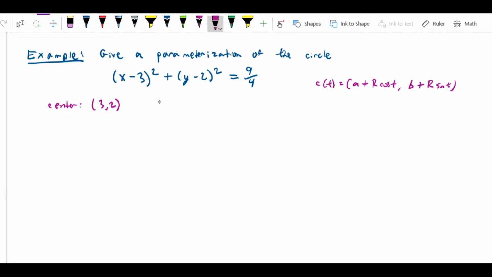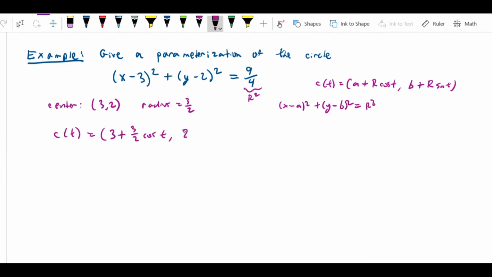We teach this point also. We know that the equation of a circle is (x minus a) squared plus (y minus b) squared equals r squared for a circle of radius r and center a, b. So we can see that this is equal to r squared. If 9 fourths is r squared, then the radius must be the square root of that, or 3 halves. That's fairly convenient. We have a center of 3, 2 and a radius of 3 over 2. So that gives us the parameterization 3 plus 3 halves cosine t, comma 2 plus 3 halves sine t.